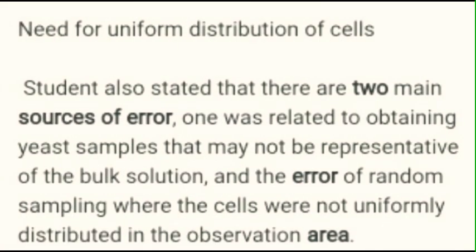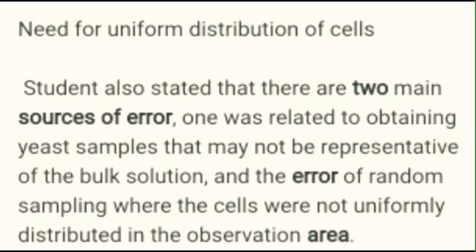For the counting of WBC, we need uniform distribution of cells. So, students also stated that there are two main sources of error. One was related to obtaining a yeast sample that may not be representative of the bulk solution, and the other was the error of random sampling where the cells were not uniformly distributed in the observation area. So, you must be careful for the counting of the cells.